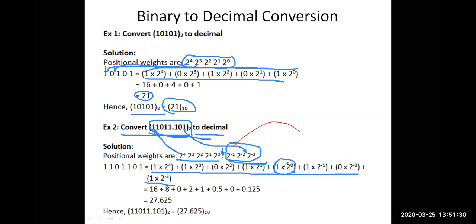The same thing is done for the fractional part, but remember the power is negative. Earlier the number was an integer, here the number is fractional, so we have two parts of this number: one on the left side of this point and these three digits on the right side. So 1 × 2^-1, 0 × 2^-2, and 1 × 2^-3. When we do all these multiplications and add them, we get the result 27.625. So we have converted this binary number, which is in both integer and fraction, into decimal.